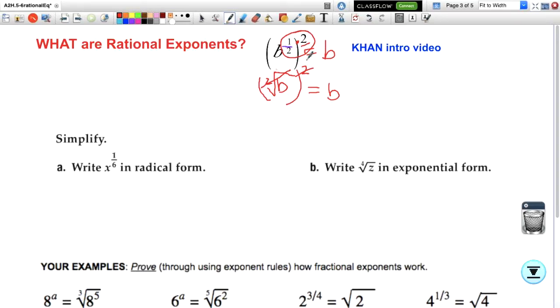So that is using our principal root idea when we have 1 as a numerator and then our index as a denominator. So when we put something in radical form, we're taking it from that fractional exponent and making it a radical.